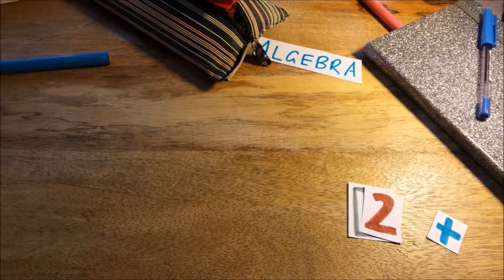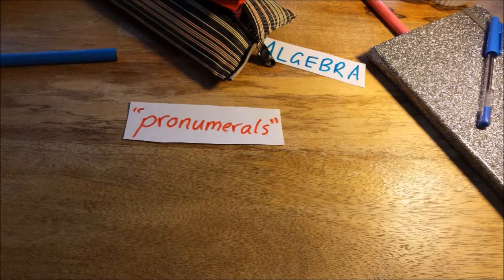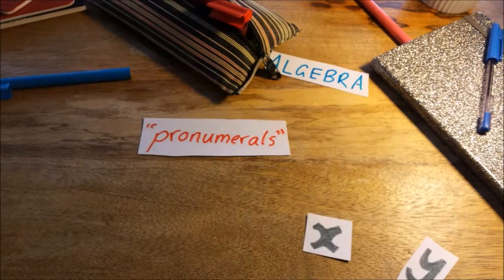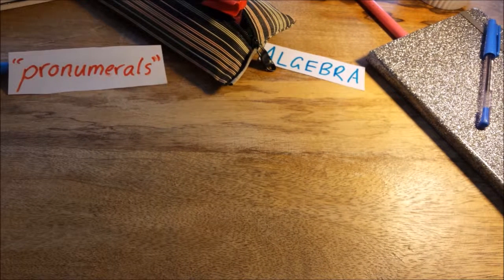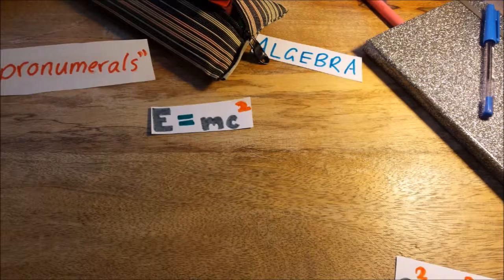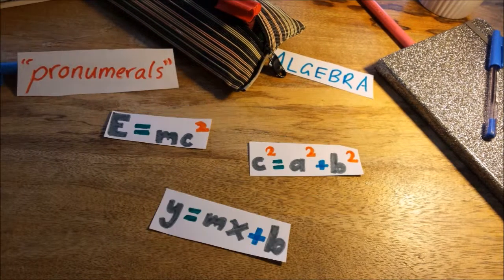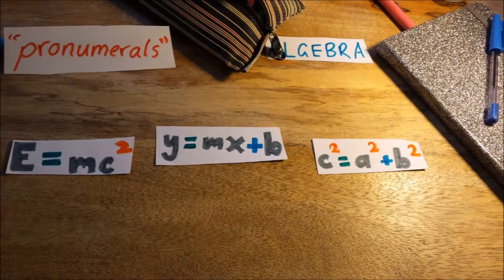In algebra, all we really do is replace the empty box with a letter from the alphabet, and we call these letters pronumerals. Pronumerals are cool because we can use them to represent numbers when we don't know what they are, and they allow us to make interesting and sometimes complicated equations. You might have seen this before: E equals mc squared, c squared equals a squared plus b squared, y equals mx plus b, and these are just a few. We can create expressions by using a bunch of pronumerals.